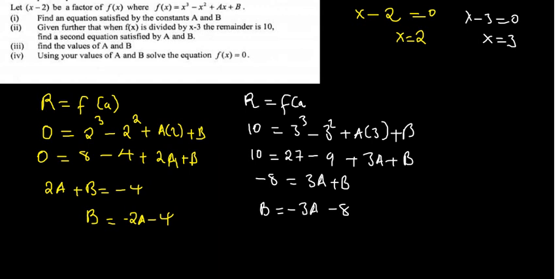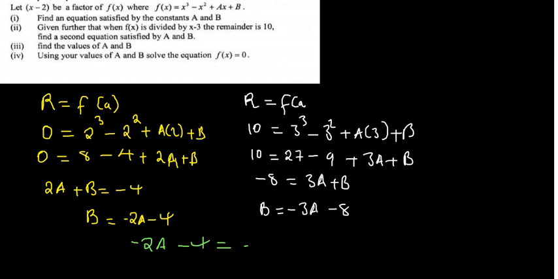So when we reach this point, part 3 is saying find the values of a and b. For us to be able to find those, we can see this one is b is equal to, this one is also b is equal to, so we can basically equate them. So negative 2a minus 4 is equal to negative 3a minus 8. If I take the 3a the other side, it will be positive 3a minus 2a, which is going to give us a. If I take 4 the other side, it will be 4 minus 8, which will give us negative 4.